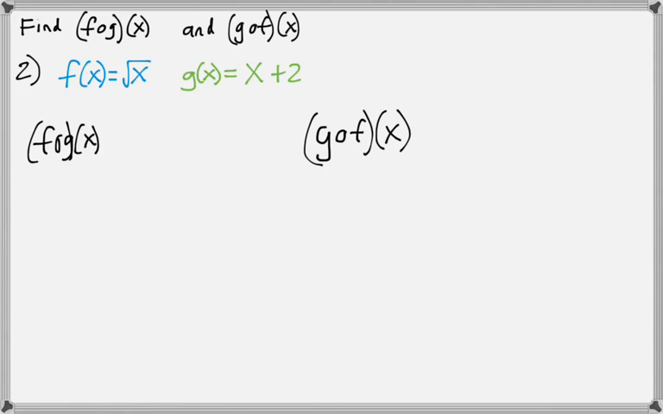Question number 2 wants us to find the compositions f composed with g of x and g composed with f of x, or you can call them fog and gof. So for fog, we want to plug in the g function into the f function. So I'm going to start by writing the f function, but with an open parentheses where I see the x. And then I want to plug in the g function.